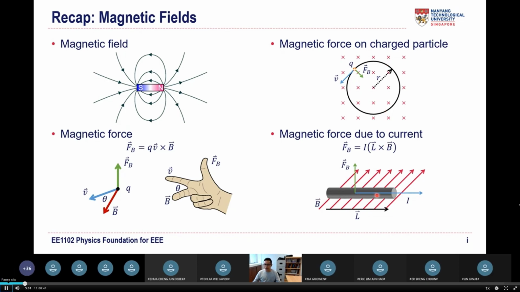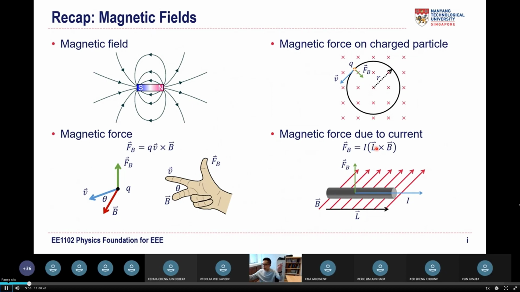And when you have a current carrying wire, which means there are many charges moving across that wire, then if that is placed under a magnetic field, it's also going to have this magnetic force, the magnetic force due to current. Current is moving charge, right? And that force can be calculated using this equation. Again, you have this cross product between the two vectors. This L vector points to the direction of the current flow.